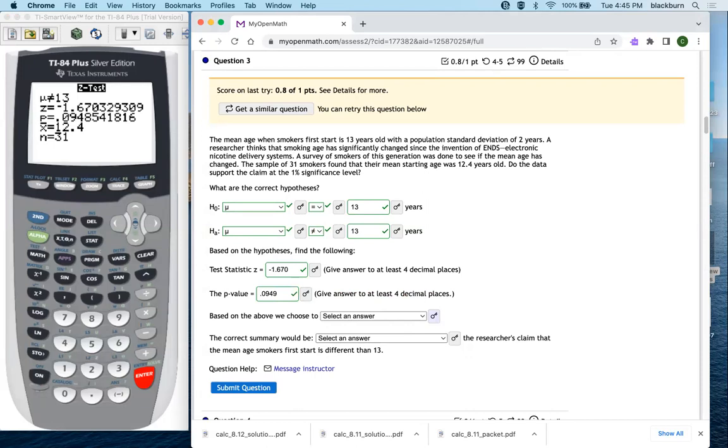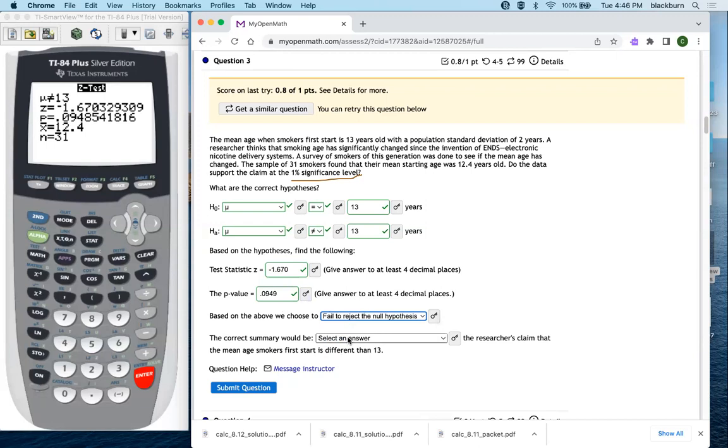So then we're at a 1% significance level. Well, 9% is way bigger than 1%. So the p-value is bigger than the significance level. That means we fail to reject the null hypothesis. Smaller than, we're going to reject the null hypothesis. Bigger than, fail to reject it.